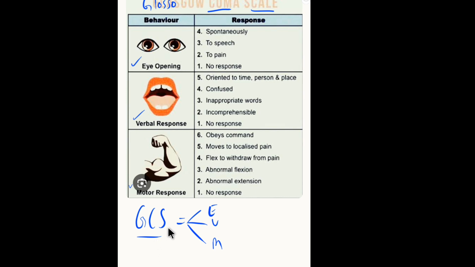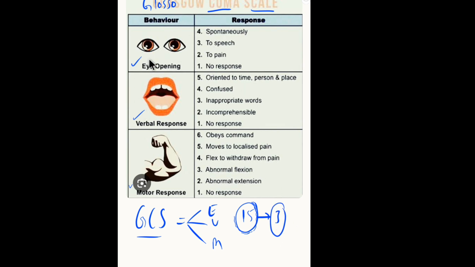Another thing you have to remember is that the total number of the Glasgow Coma Scale is 15. If a body is completely well functioning, and their eye and everything is functioning well, it gets 15 on the Glasgow Coma Scale. The scale is between 15 and 3. It can never be 2 or 1.